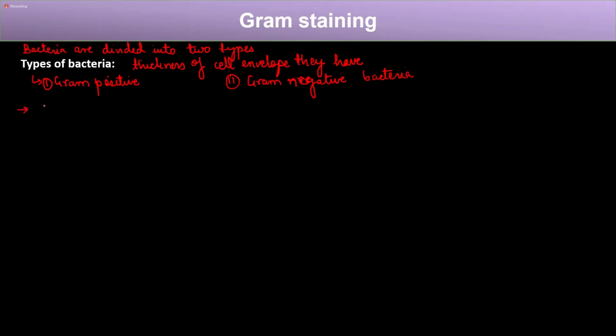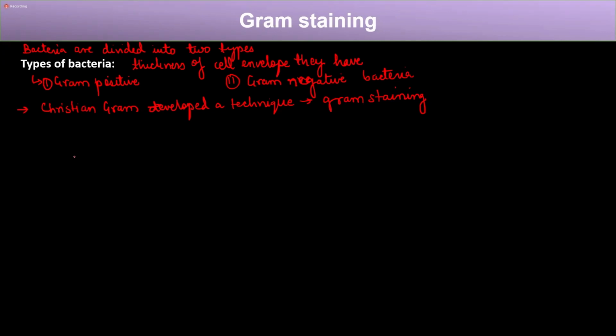Now, who came up with this technique or who divided the bacteria into these two types? There was one scientist named Christian Gram. The scientist named Christian Gram divided the bacteria into two types by using a technique. He developed a technique, and this technique is called gram staining. So using this gram staining technique, he divided the bacteria into two types. Now we will see what happens in the gram staining.